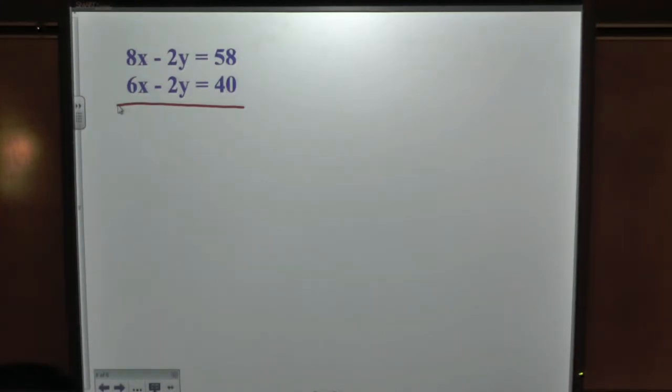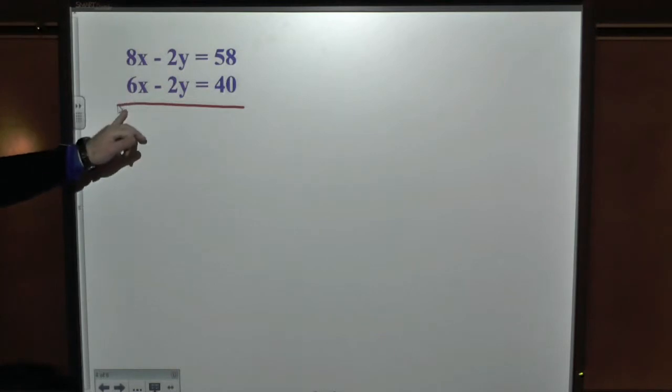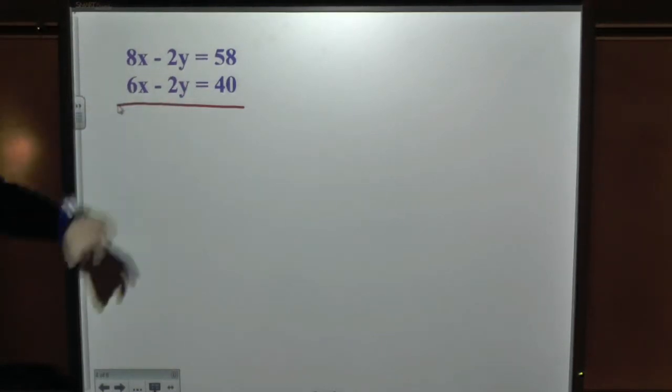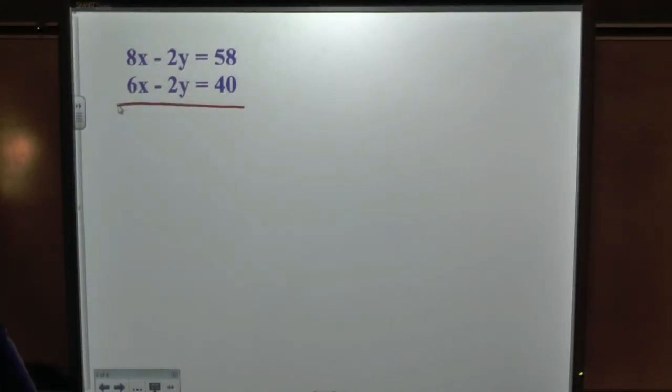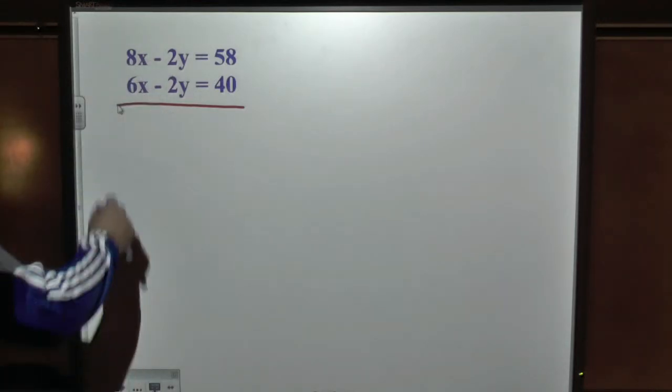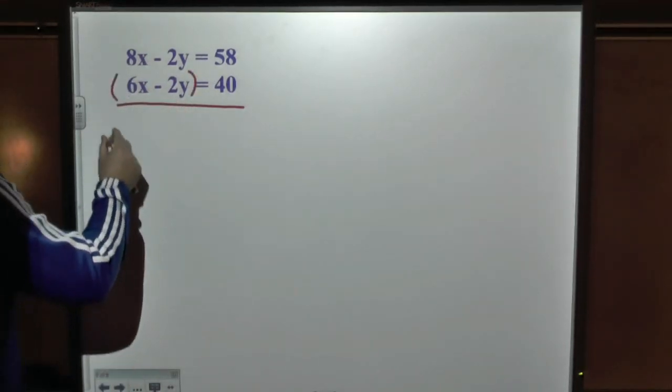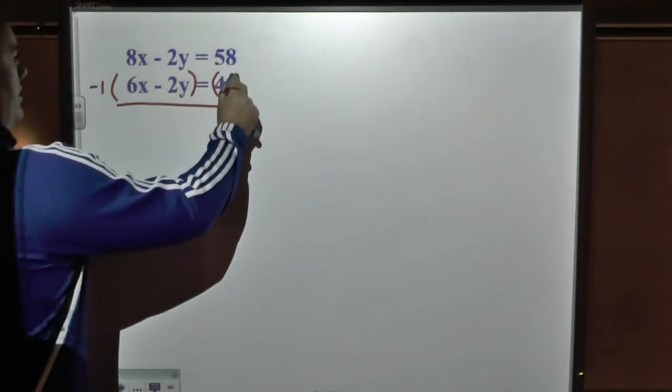So now, if we add right now, would we eliminate a variable? 14x here, negative 4y here. Nope. So you go on to your next rule. Is there a variable that has the same coefficient in front? You bet you have that with the y's. These two are the same. So I'm going to put parentheses around that, negative 1, parentheses on this one.